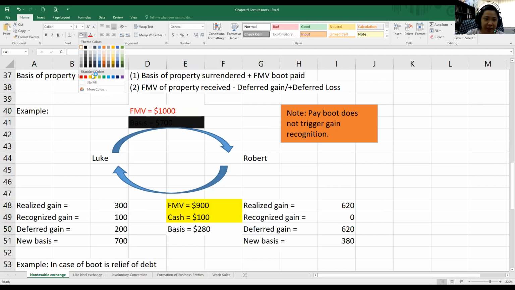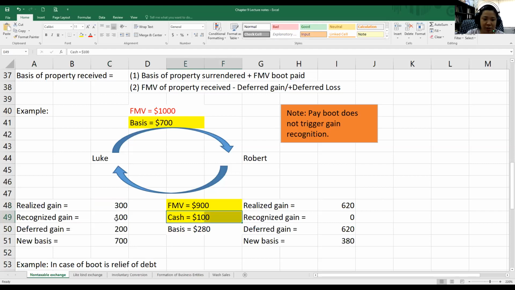So the realized gain will be equal to 1,000. It will be 900 plus 100 minus 700. That will be 300. And because Luke received boot of 100, we have to recognize gain up to the amount of boot, 100. And because we realized gain of 300, we recognize gain of 100. So it means the deferred gain will be 200.